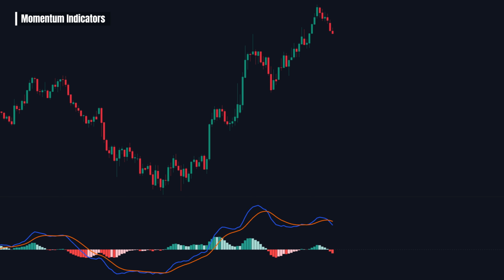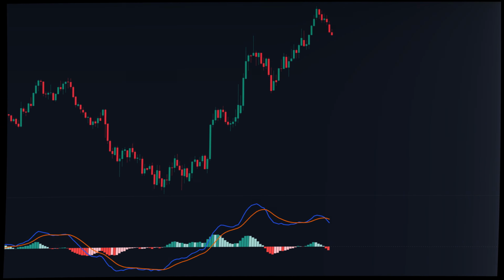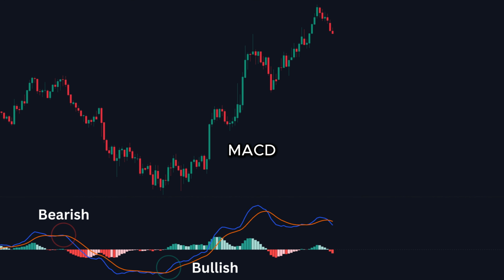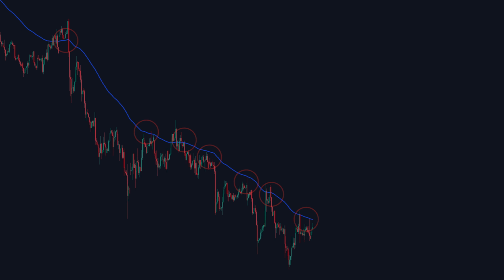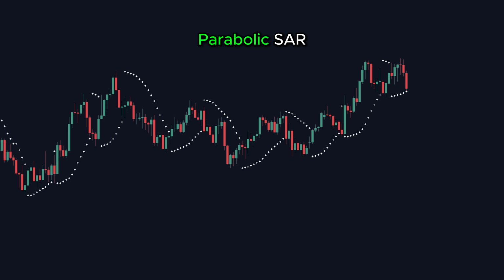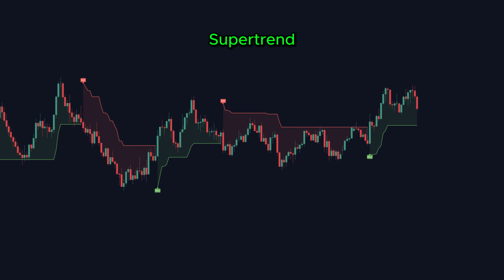Momentum indicators. These indicators show how strong a trend is and whether it's likely to continue or fade. Let's go over the popular ones. MACD: bullish when it crosses up, bearish when it crosses down. Moving averages: price above equals bullish bias, price below equals bearish bias. Parabolic SAR: dots below price equals uptrend, dots above equals downtrend. Supertrend: green equals bullish, red equals bearish. These tools are great for trailing trades, confirming entries, or avoiding early exits.